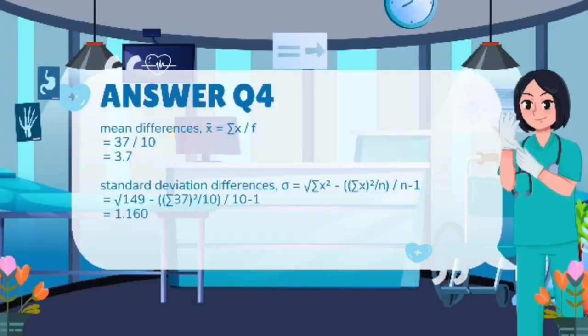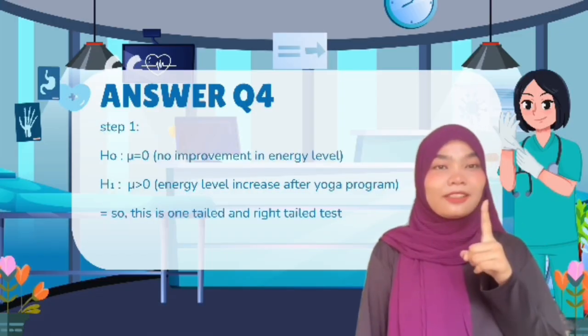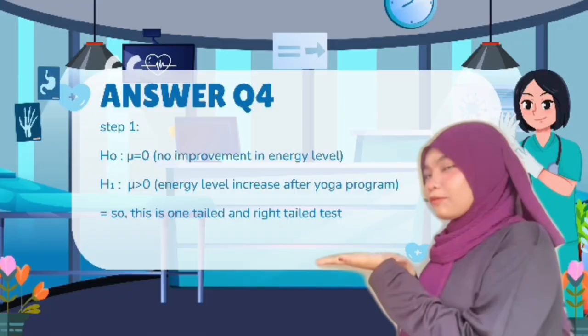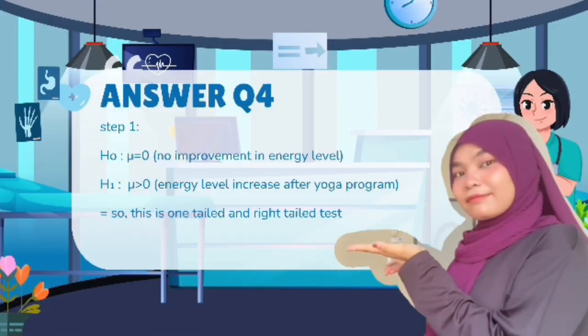First, the mean of differences, or X bar, is 3.7. Then the standard deviation, or sigma, is 1.160. These numbers are essential for our t-test later. In step 1, we set our hypothesis. Our null hypothesis, H null, is mu equal to 0, meaning that there is no improvement in energy at all. Second is our alternative hypothesis, H1, mu is greater than 0, meaning energy level increases. So this is a one-tailed, right-tailed test.